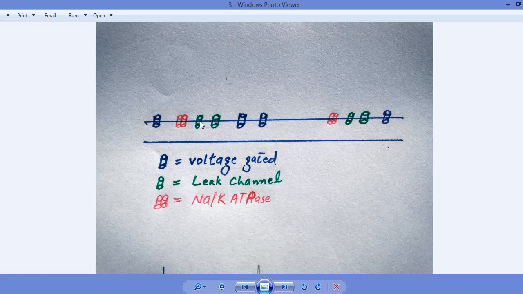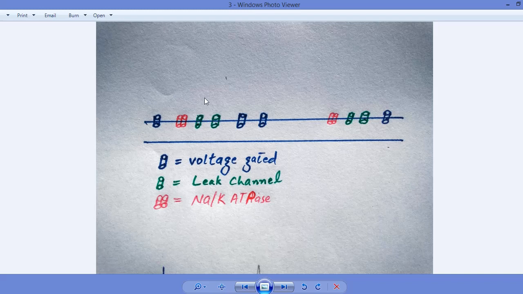Now the green color channel represents the leak channel. The leak channels are always open throughout the life of the neuron, whether at rest or at active stage. This leak channel is for sodium and this leak channel is for potassium. The sodium leak channel is shown as small, and the potassium leak channel a bit larger, because the potassium leak channel is very active and passes a large number of potassium as compared to the leak channel of sodium.